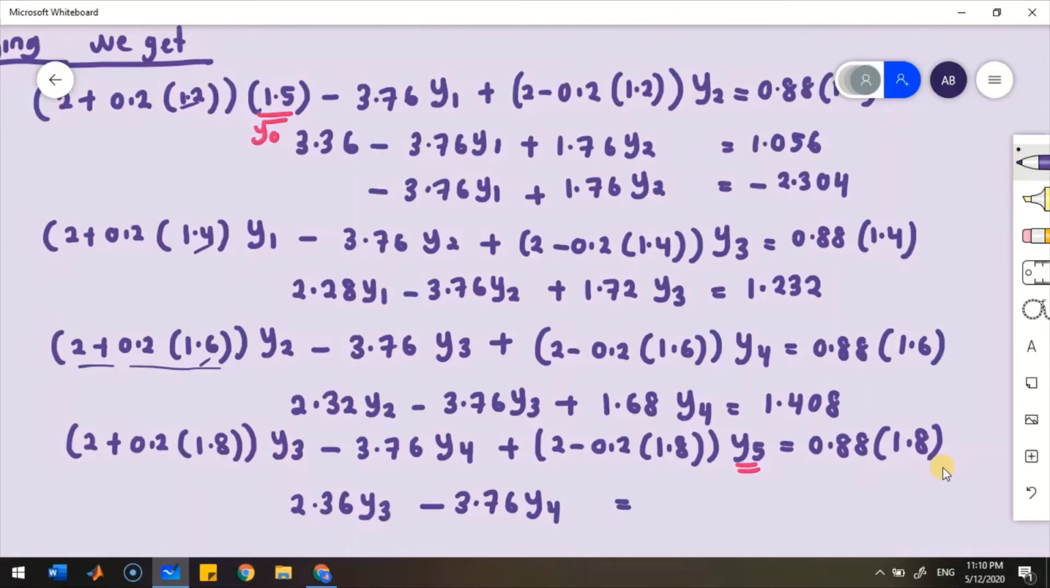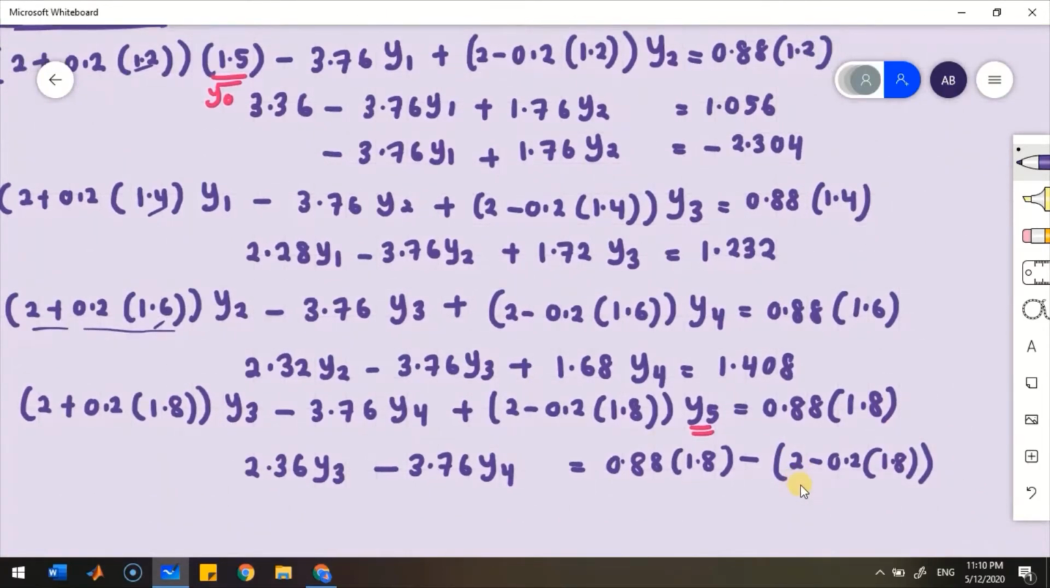just be careful here. I have to subtract this, so I have 0.88 times 1.8 minus this term here, 0.2 multiplied with 1.8 multiplied with y5, which is 15, the other end boundary at x equals to 2. So we have 2.36 y3 minus 3.76 y4 equals to negative 23.016.